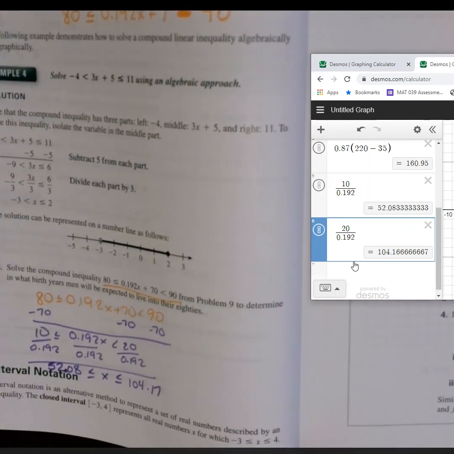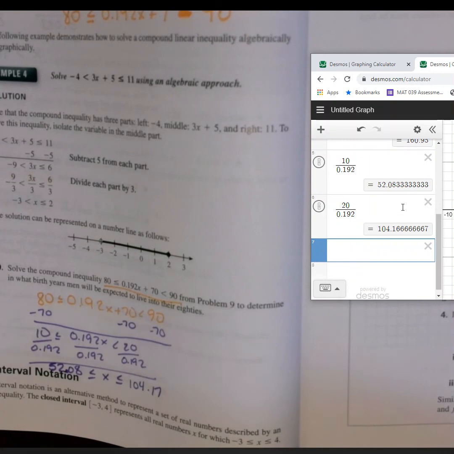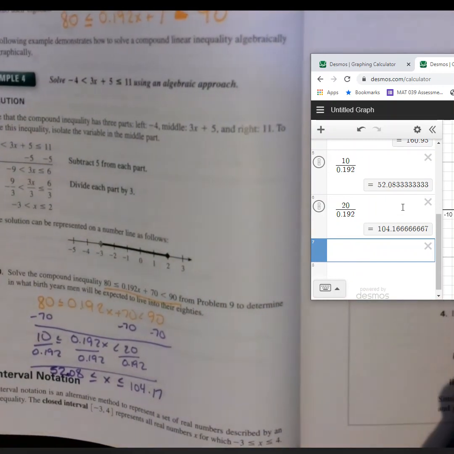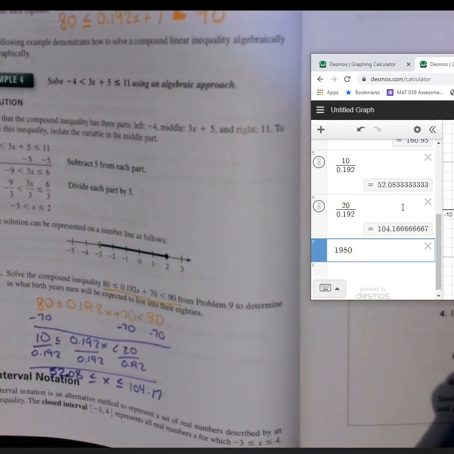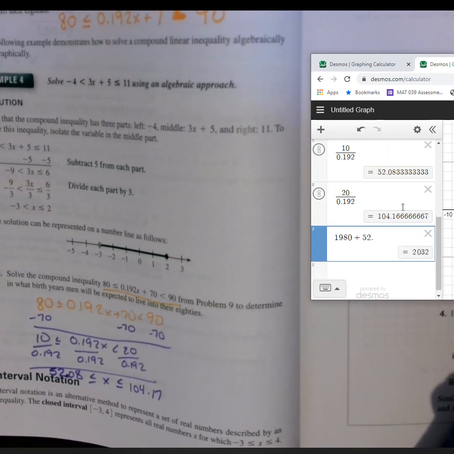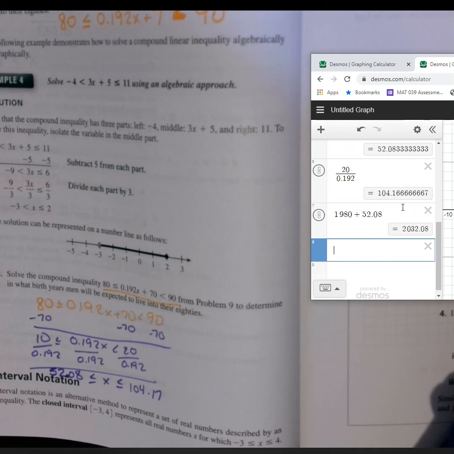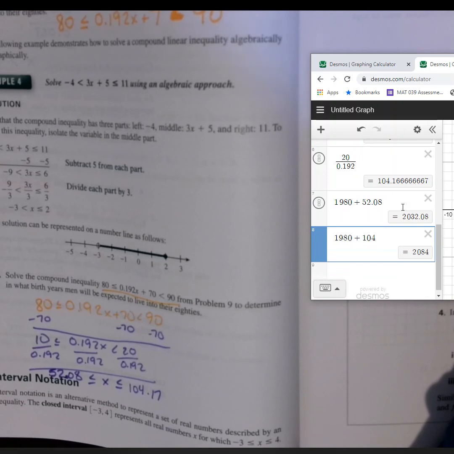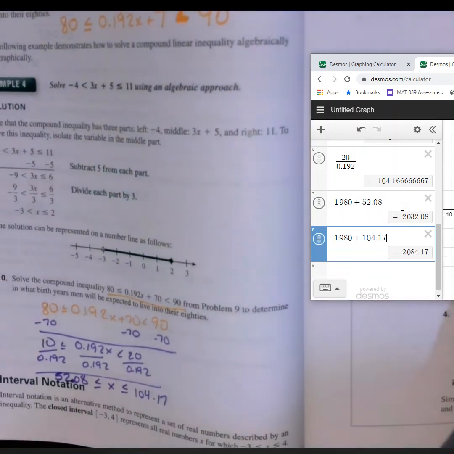So those are years after 1980. So if I take 1980 and we add 52.08, puts us in 2032. And if we take 1980 and we add the 104.17, that puts us in 2084.